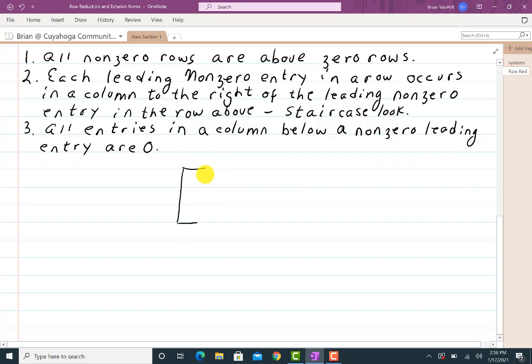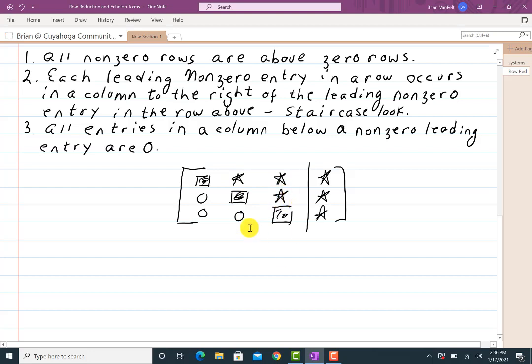An echelon form could be anything like this. Suppose we have a block, and then we have stuff over here. But I need these things down here to be zeros. And then up here, I don't care what it is, so long as we have something along these lines. So you may have items above these non-zero blocks, but not below.